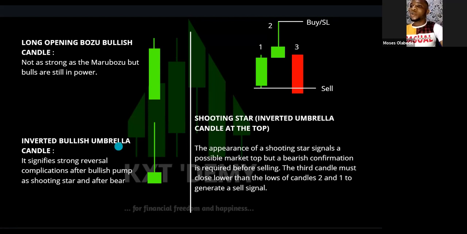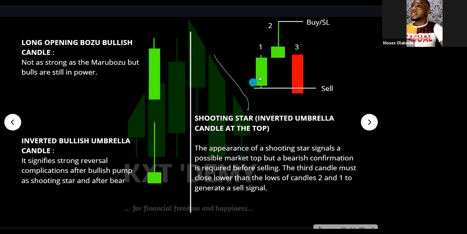So whenever you see this inverted bullish umbrella, it signifies strong reversal complications. After a bullish pump, that is after the market has bought, it performs the function of a shooting star. And after a bearish move, it performs the function of an inverted hammer candle. Okay, so it's either below or above. All right, whenever I see this, it means that there is a potential reversal coming along. So you have to be careful about the position you place in the market.